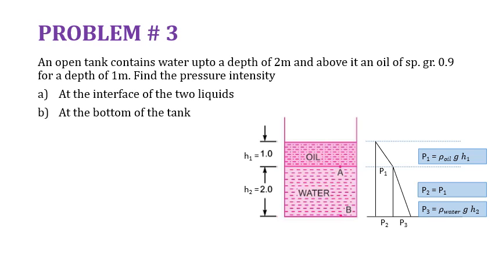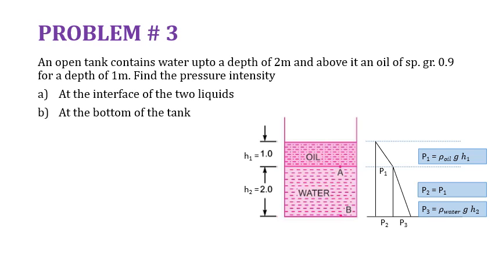And the pressure exerted by the water to its side, this is P3. P3 will be 0 at the water surface, and it increases linearly, equal to the pressure at this base equal to P3, which is given by the density of water into g into the height of this water layer H2.